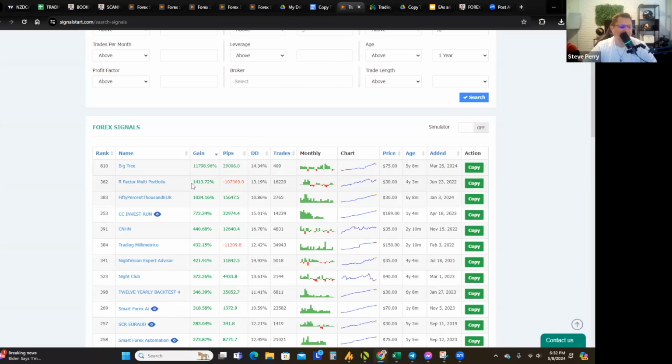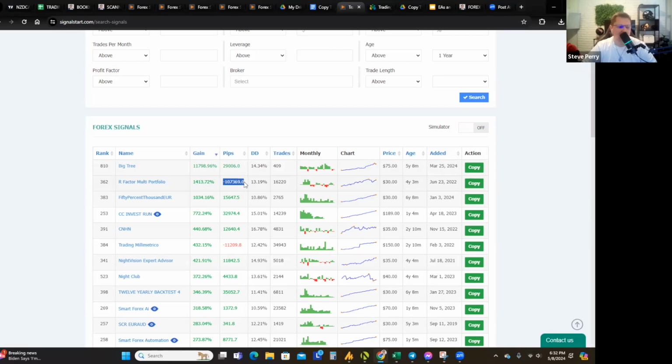Okay, and then this one, I'm not sure, that's interesting, we'll have to look into that. This one has a 1,400% return over 4 years and 3 months. So some of these have insane returns, like they really do. And you can look at this one, it has negative pips though.